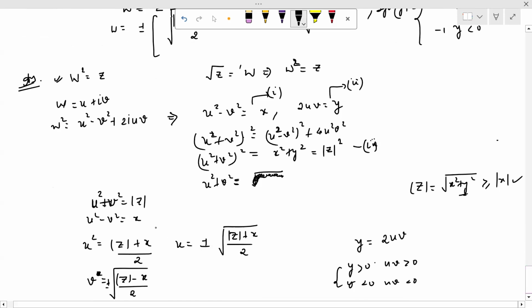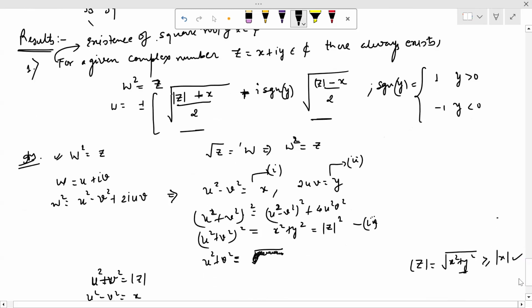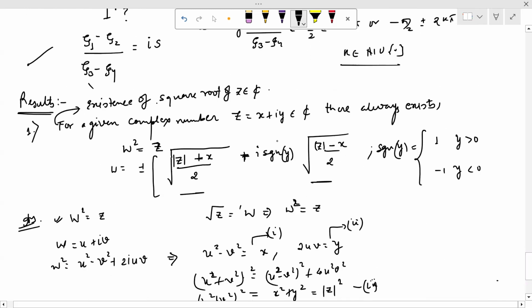And you've already calculated u is equal to plus minus root over (modulus of z plus x) upon 2. And v, you've already calculated, is equal to plus minus root over (modulus of z minus x) upon 2. So all these things are written here only. Okay, so I have given you enough hint, and this is how you can express the square root of a complex number. So given a complex number z, you can always find a square root of a complex number using this expression.